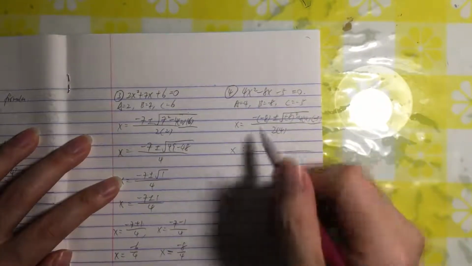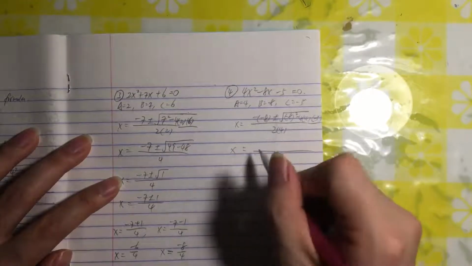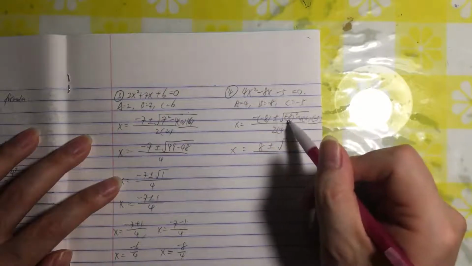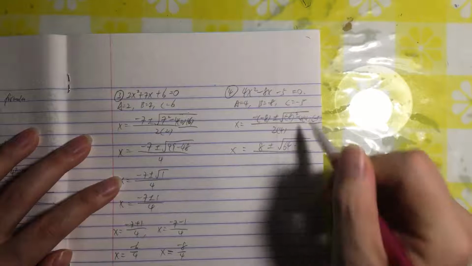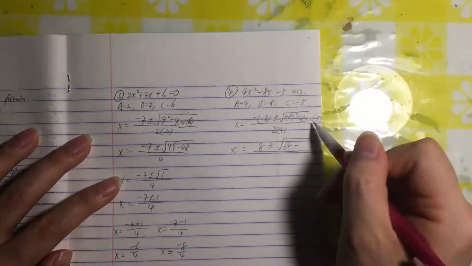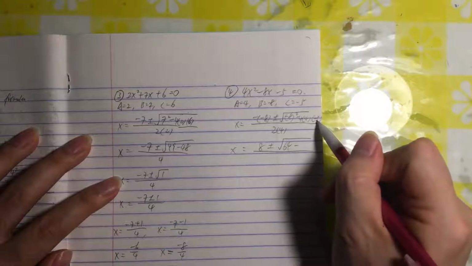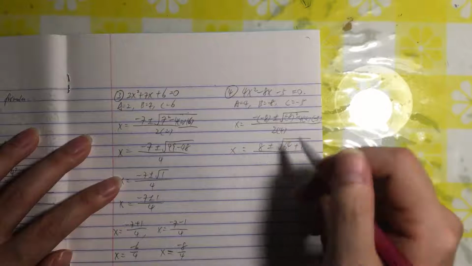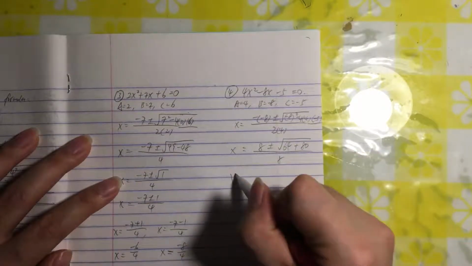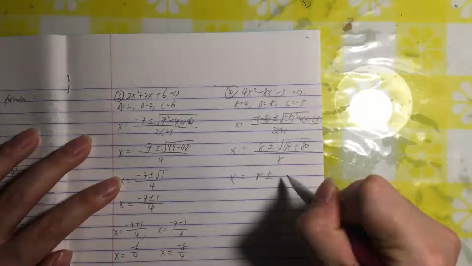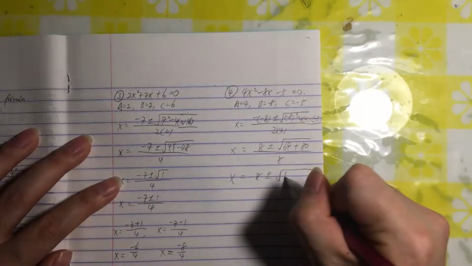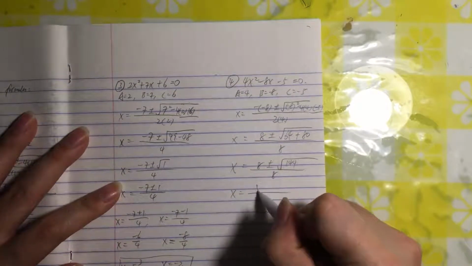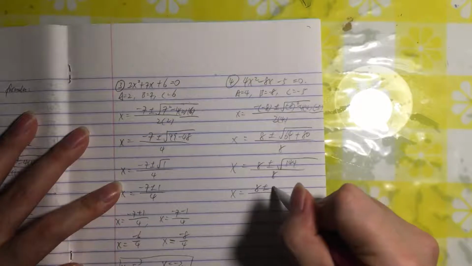Then simplify. Negative 8, double negative is positive 8, plus or minus. Under square root here, negative 8 squared is 64. 4 times 4 is 16. 16 times 5 is 80. Double negative is positive. 2 times 4 is 8. Then simplify. Under square root, 64 plus 80 is 144. Square root of 144 is 12.